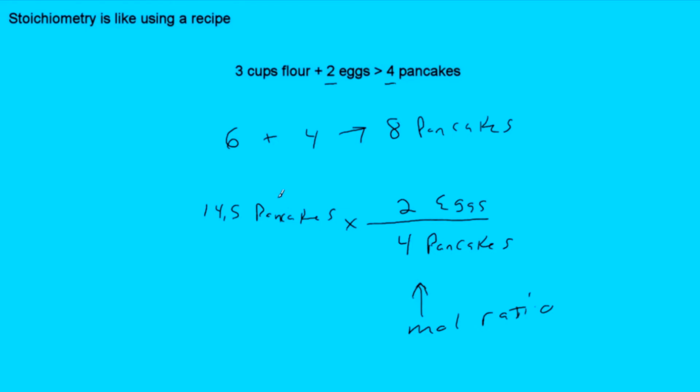So we're always going to have this mole ratio step. Now you simply do the math. Remember, pancakes will cancel out. So 14.5 times 2 is going to be 29 divided by 4. This is a multiplication type problem, so we're multiplying across. 29 divided by 4 is 7.25. So we're going to end up using 7.25 eggs if we want to make 14.5 pancakes.